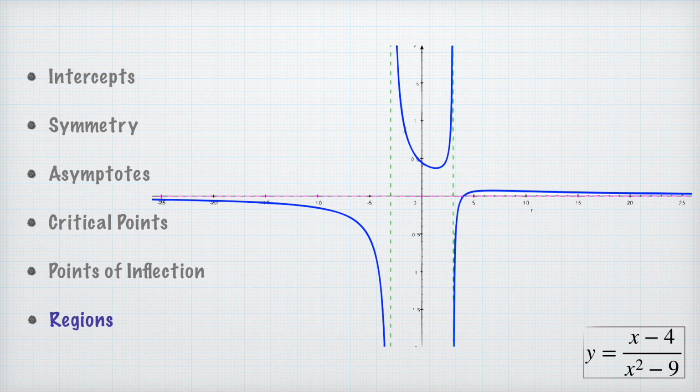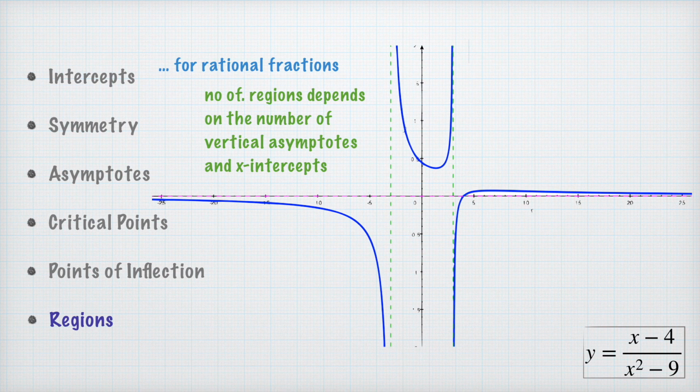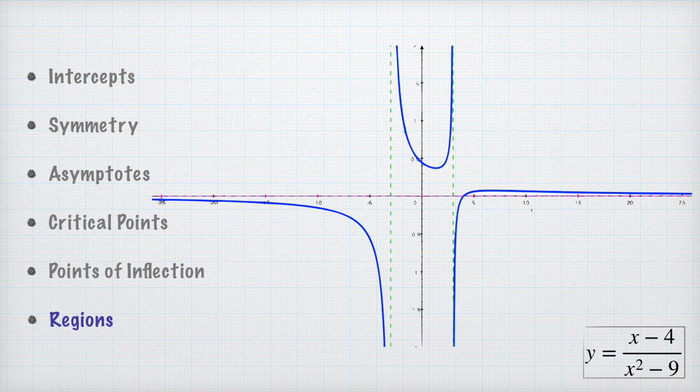After locating the points of inflection, we are now going to determine the behavior of the graph in each region. For rational fractions, the number of regions depends on the number of vertical asymptotes and x-intercepts. However, if the function is not a fraction, the number of regions depends on the number of x-intercepts. So for this given function, since we have two vertical asymptotes and one x-intercept, we're going to consider four regions here.